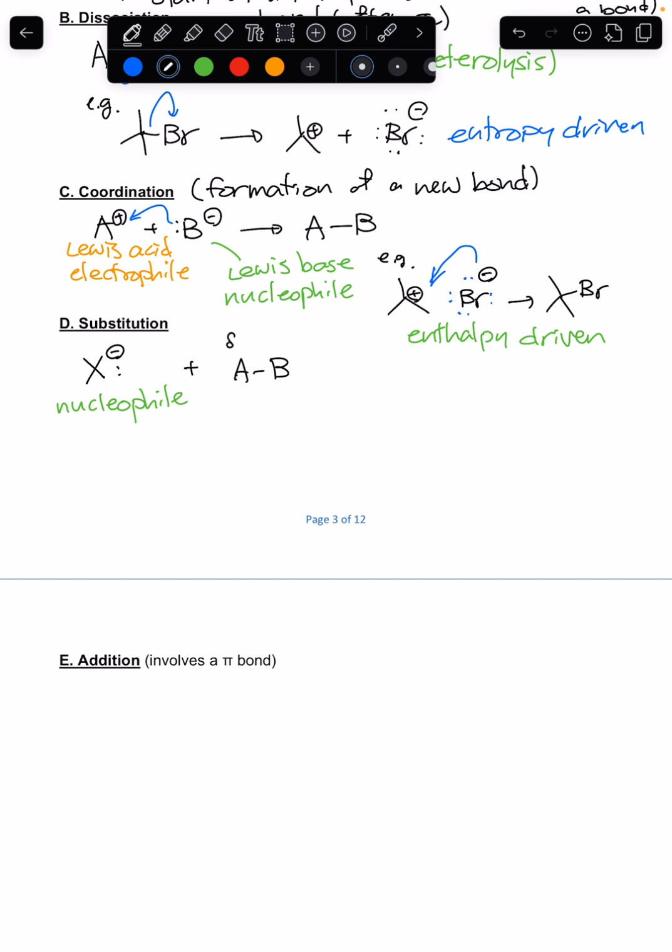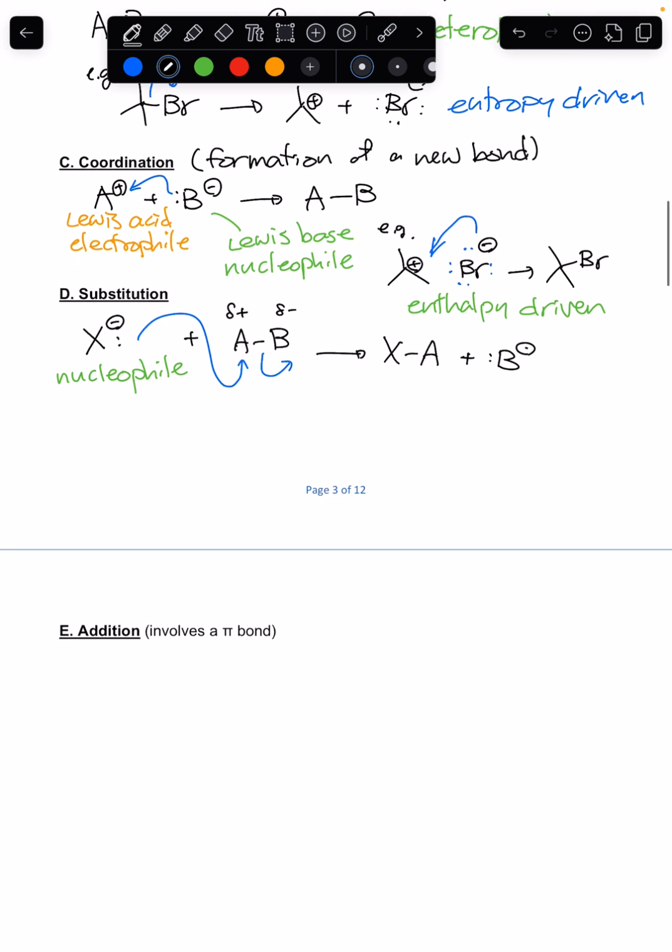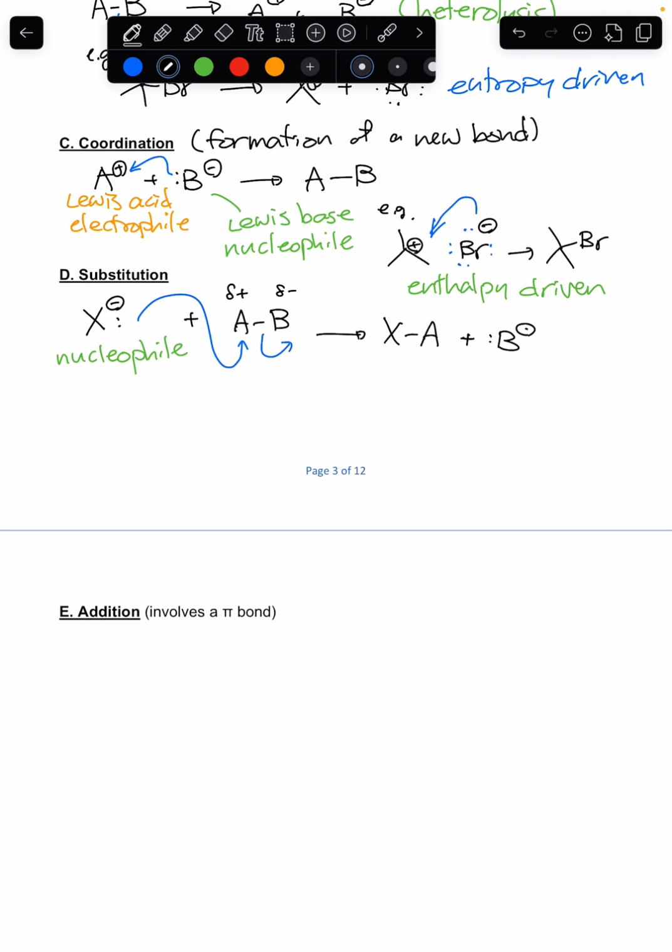But let's say there's a molecule where you have these partial charges because B is more electronegative. In that case, the nucleophile might be attracted to attack this electrophilic atom A, and that would kick off the B atom because A could not have so many bonds at the same time. Then you would have formed this new X to A bond, and B would be separated or dissociated. So that's an example of a substitution reaction.